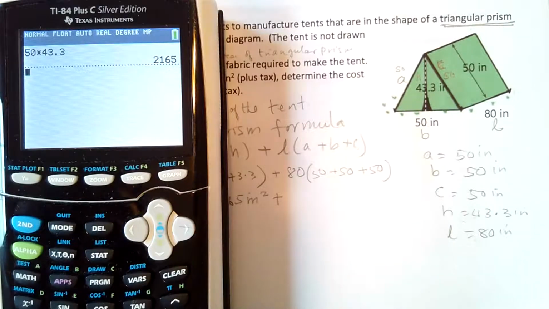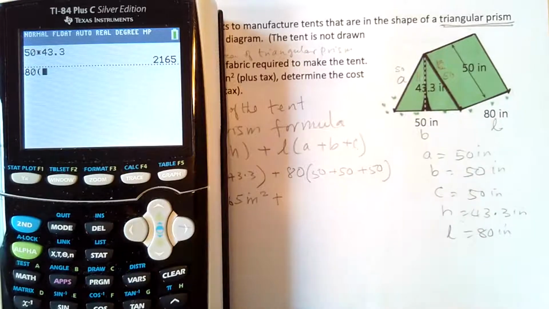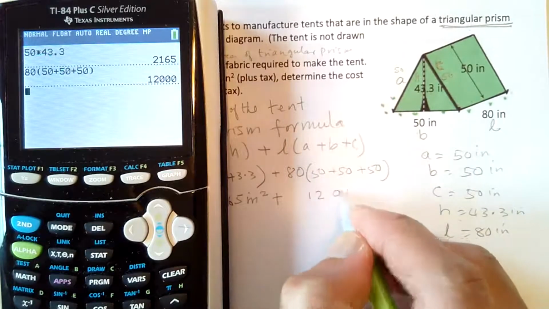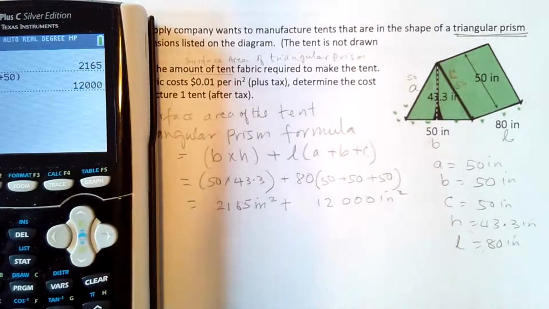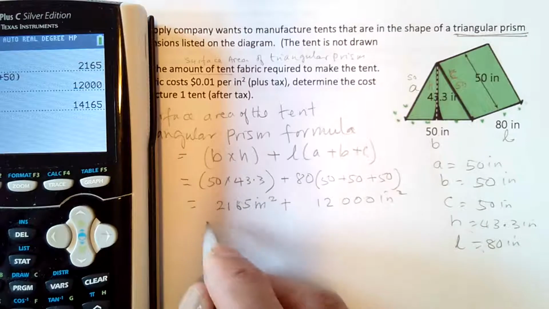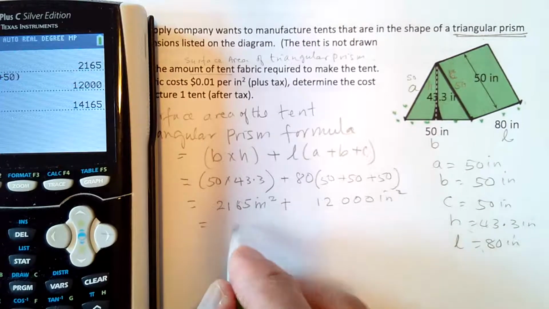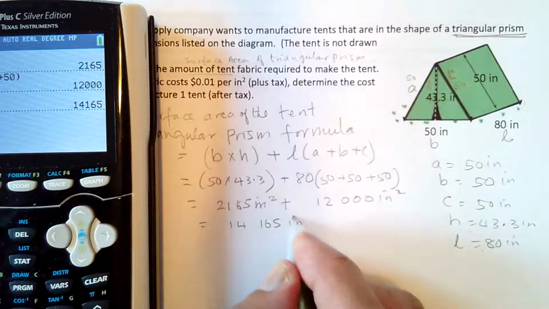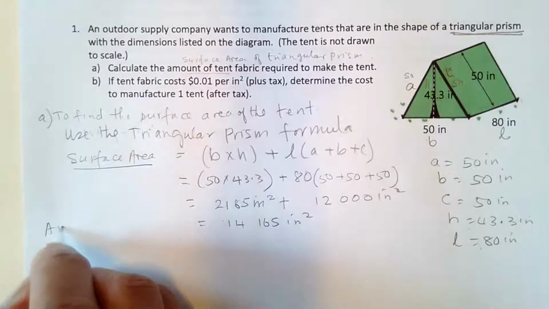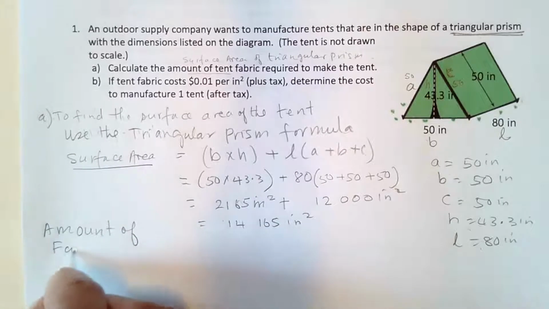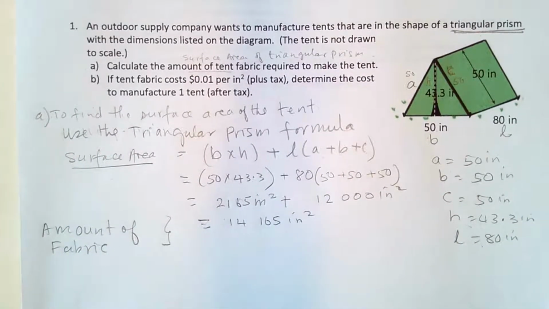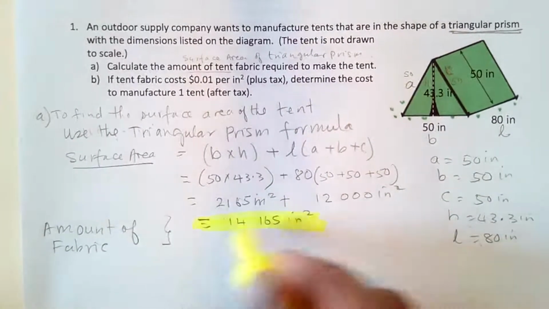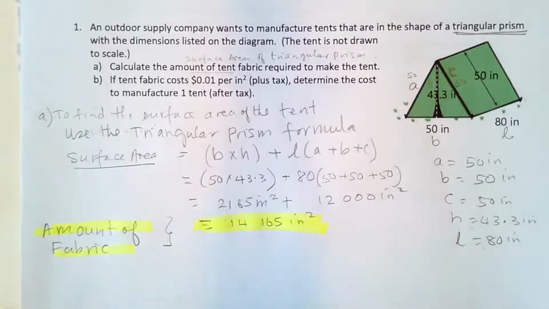And you go ahead and find the rest. Now I'll use my brackets exactly here, and I can do this plus 50 plus 50, close bracket. This will give me 12,000 square inches. Now add the two measurements plus 2165. So the total surface area, or the amount of fabric you'll need, would be 14,165 square inches. So the amount of fabric for the tent. So that's the amount of fabric. So we can highlight that. Amount of fabric. So that's for A.